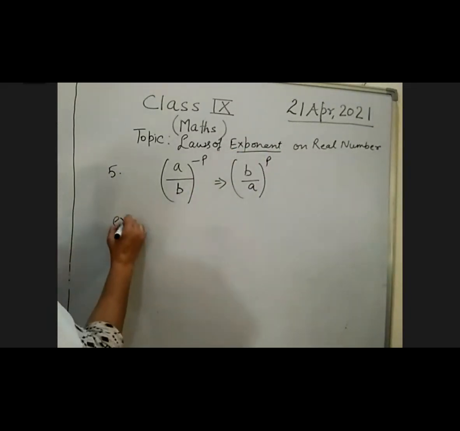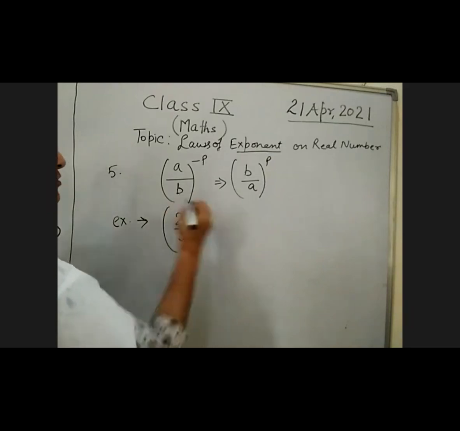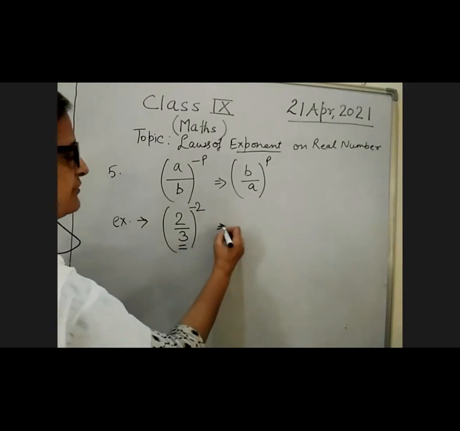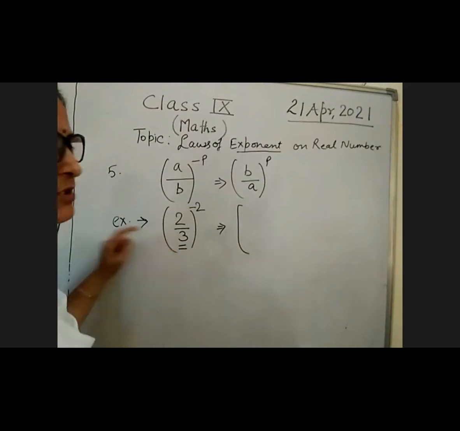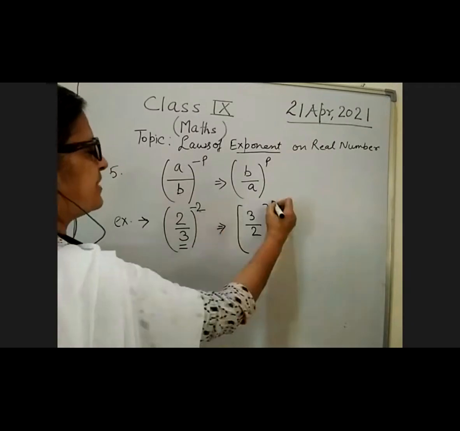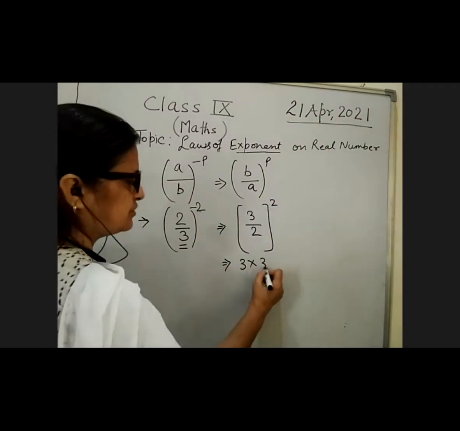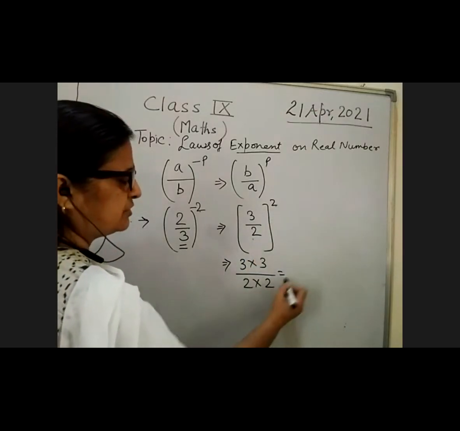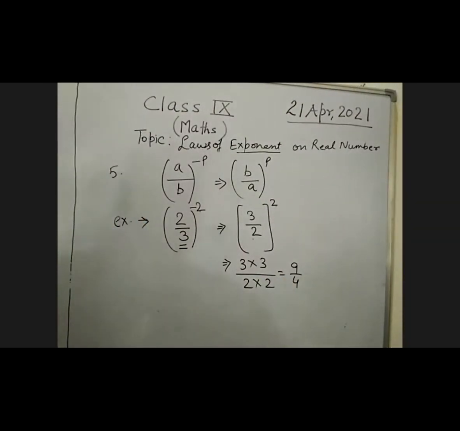I will take an example of this law. 2 upon 3 raised to the power minus 2. Then you have to take the reciprocal of this rational number. When we take the reciprocal of 2 upon 3, it is equal to 3 upon 2, and the power becomes positive. So it is equal to 3 into 3 upon 2 into 2, which is equal to 9 upon 4.